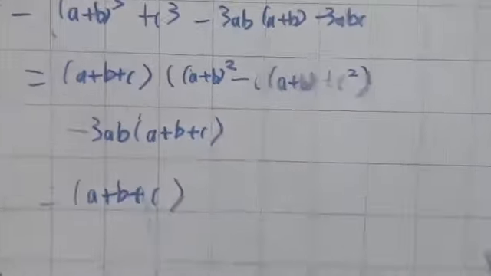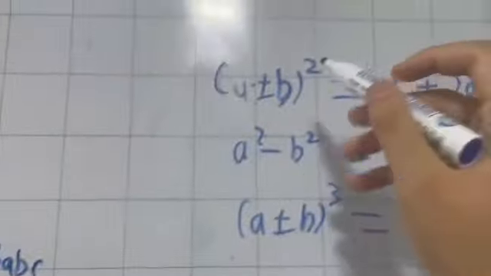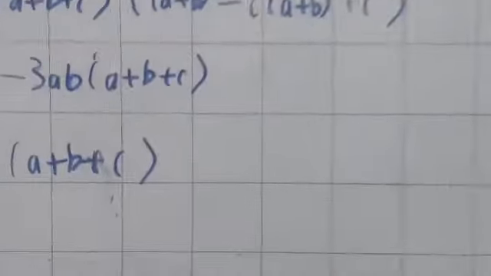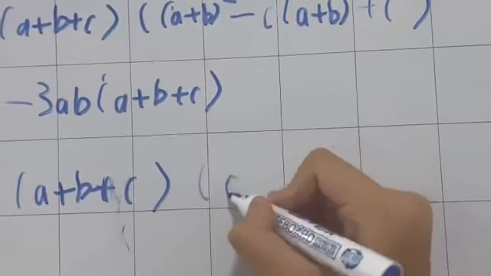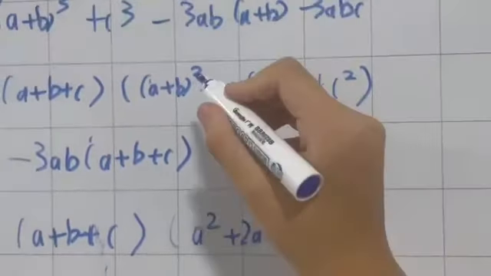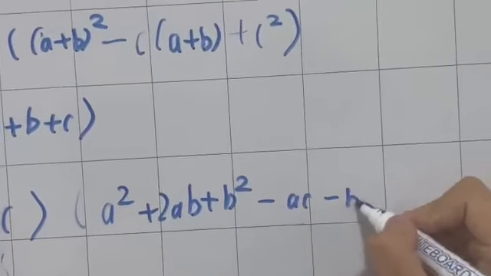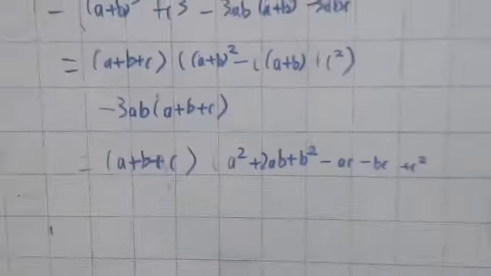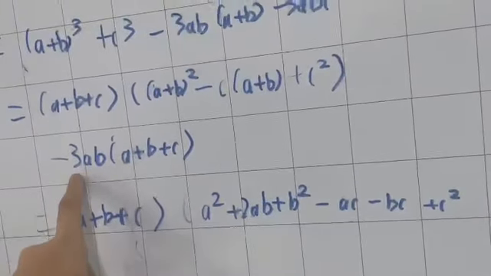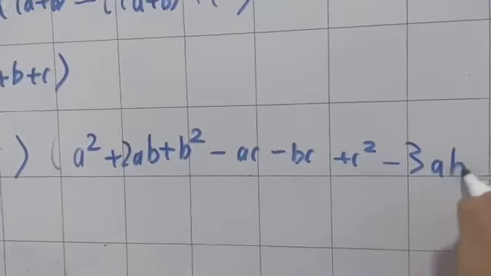Right, and now let me just expand this term. Now we have this formula here: (a plus b) squared is equal to a squared plus 2ab plus b squared. So now we write that down: a squared plus 2ab plus b squared, and then expanding this out gives minus ac minus bc plus c squared. But then you also look at this term, which also has minus 3ab. So you subtract 3ab from 2ab.